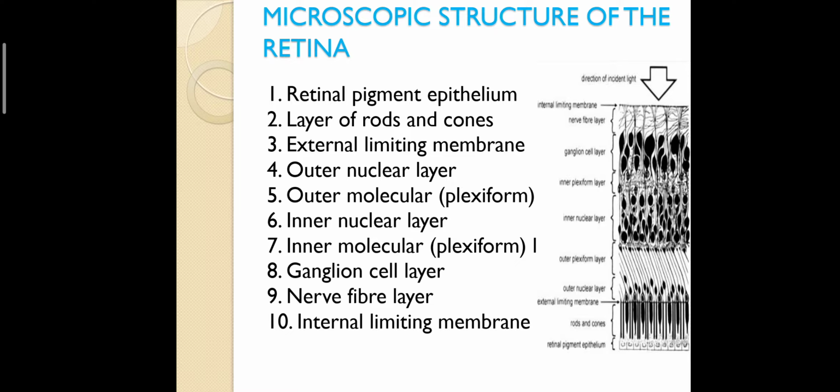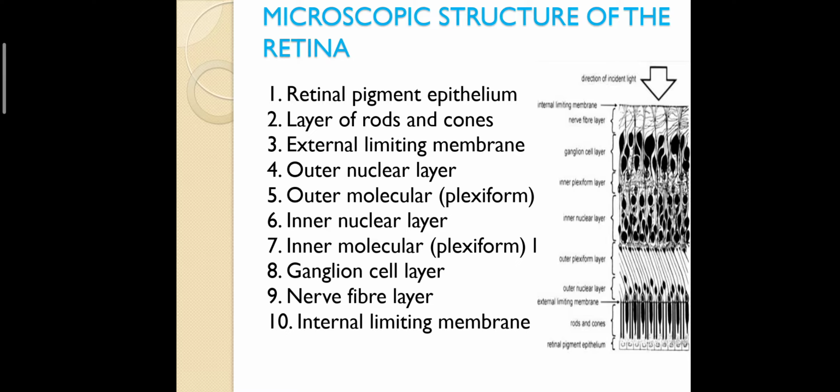Right now you know the names of the layers. The outermost layer: either you have to come from outer to inner or inner to outer. For convenience's sake, outer to inner is better. So the first is the retinal pigment epithelium. Like you can see in this picture, the outermost layer is the retinal pigment epithelium, followed by the layer of rods and cones.